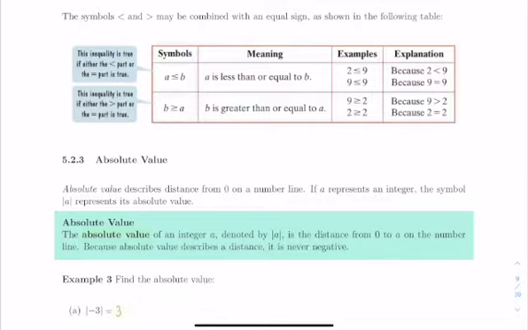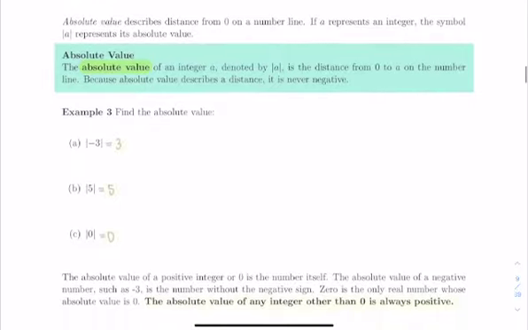The absolute value describes the distance from 0 on a number line. If a represents an integer, the symbol |a| represents its absolute value. The absolute value of an integer a, denoted by vertical bars with an a in between, is the distance from 0 to a on the number line. Because absolute value describes a distance, it is never negative. So what it does is it turns the inside to a positive number. If it's negative, it turns positive. If it's positive, it's going to stay exactly the same, and 0 will always be 0.